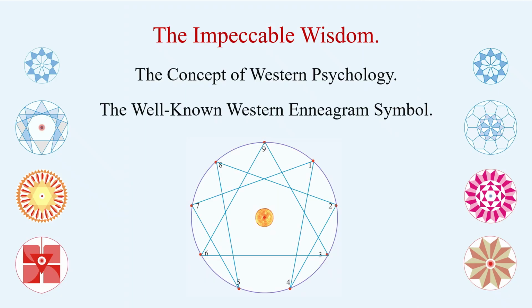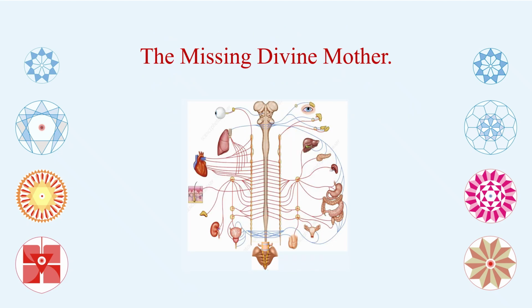Now I am going with the empirical concept of Western psychology. The well-known Western Enneagram symbol is exactly like this, because they only understand the male triangle, God only as a male part, nothing more than that. That number brings it to this picture, number 10 by and large. But then the divine mother is missing.